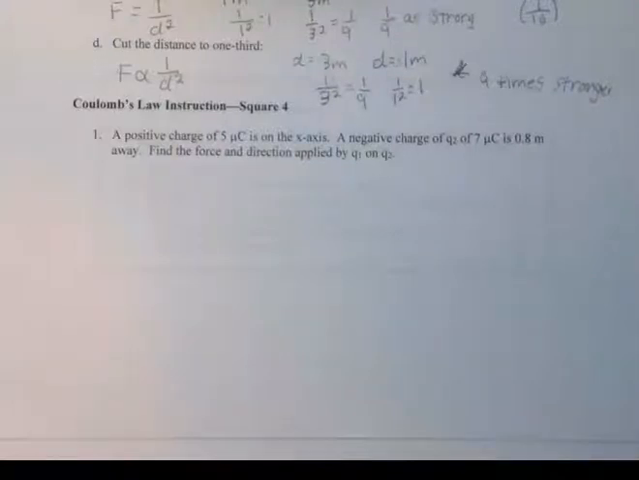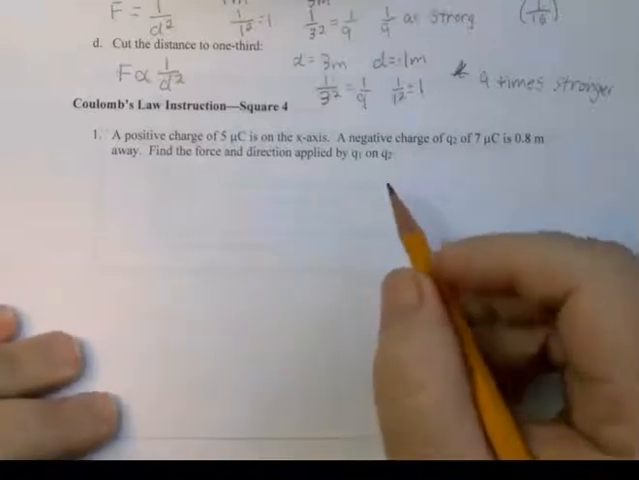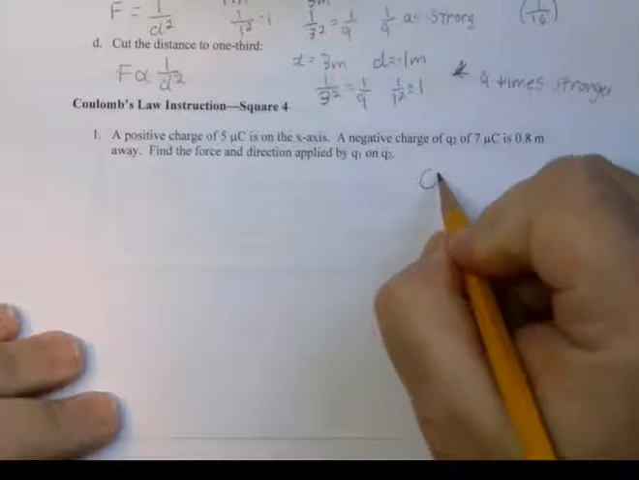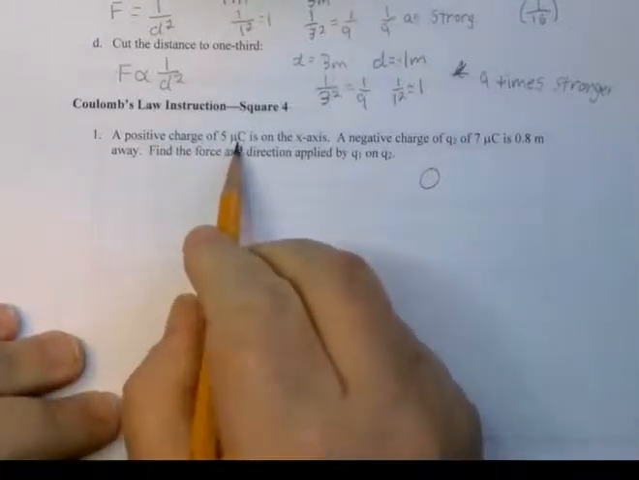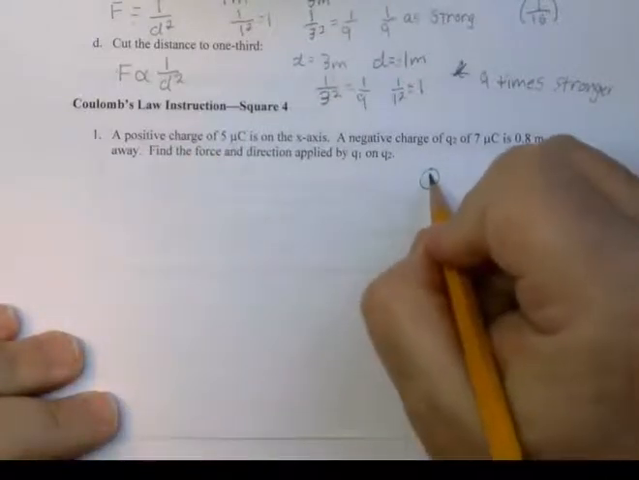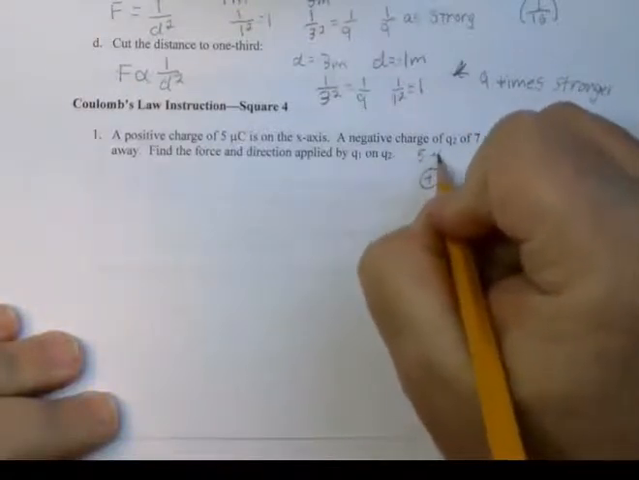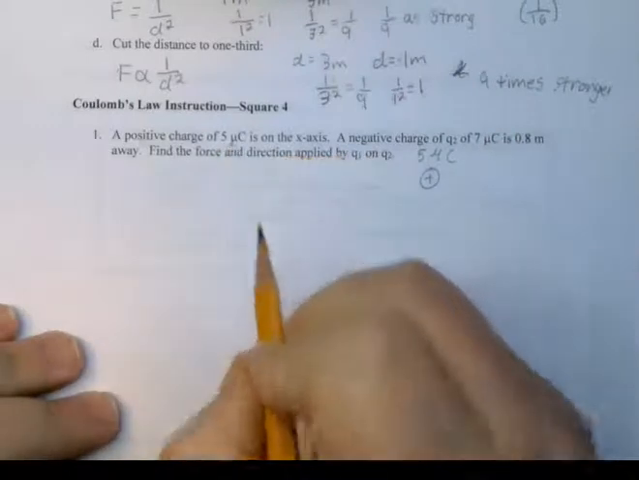All right, so we're going to move on now, and we're going to do a problem that's on square number 4. And it's basically an application of Coulomb's law between two charges. And it's oftentimes helpful to draw pictures. So it says a positive charge of 5 microcoulombs, and I'll deal with that little symbol in just a second.